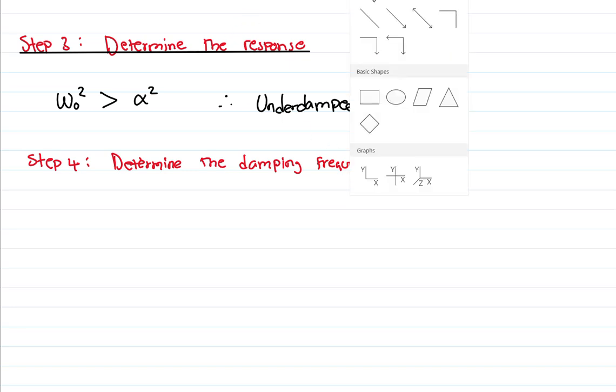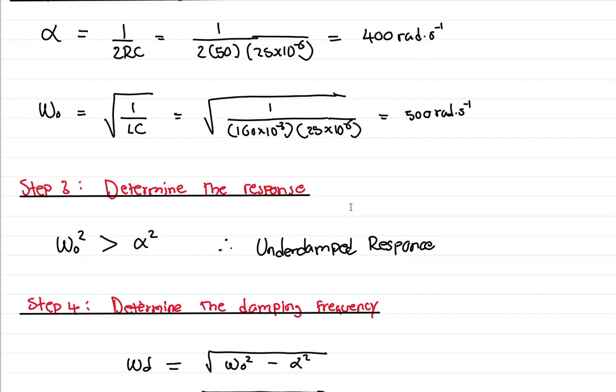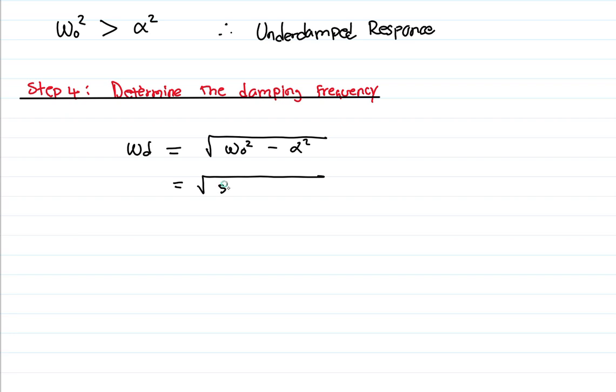The damping frequency WD is equal to the square root of the radian frequency squared minus the Neper frequency squared. The radian frequency is 500 and the Neper frequency is 400. So we have the square root of 500 squared minus 400 squared, and that gives us a value of 300 radians per second.